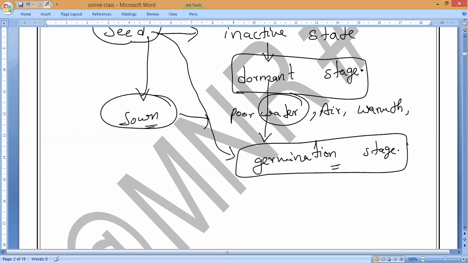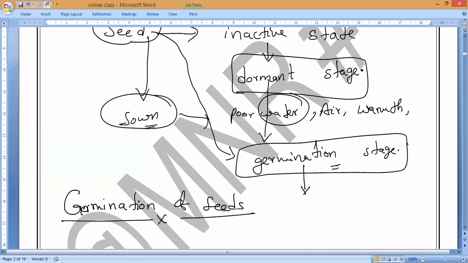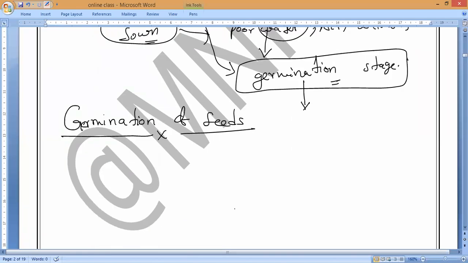So this germination, what do you mean by germination? Can anybody say what is the meaning of germination of seeds? Please keep hitting, all of you. What will happen in germination of seeds? So germination of seeds means what? The beginning of the growth of the seeds is only called germination of seeds. Means the seeds will start growing into a plant. The beginning stage is only called germination of seeds.